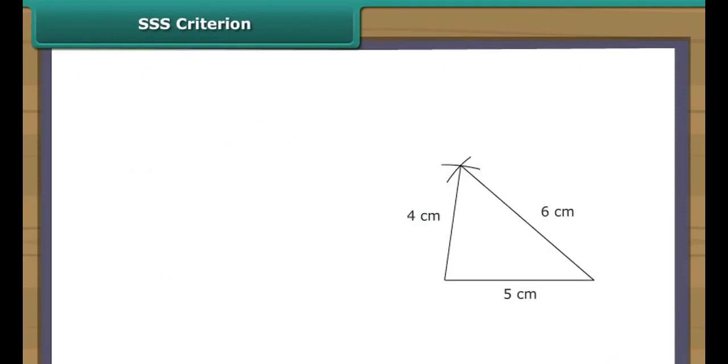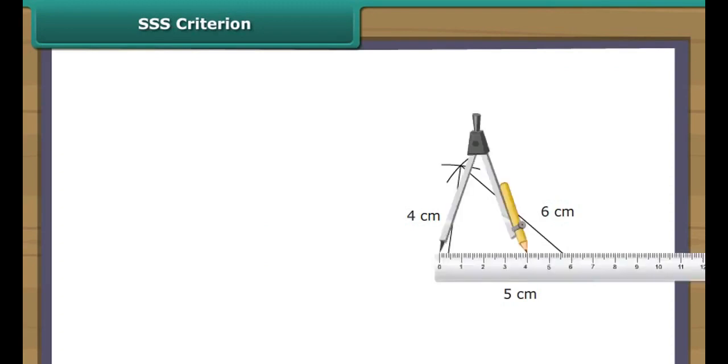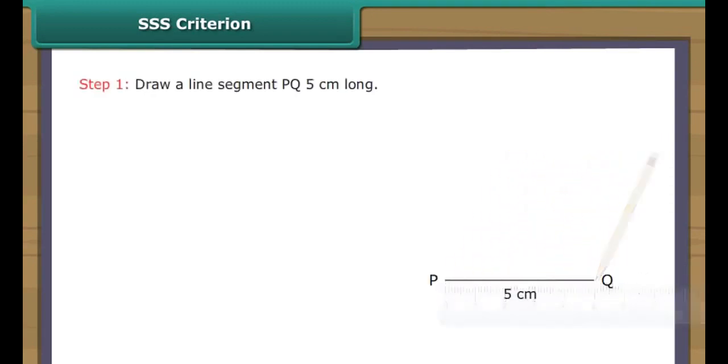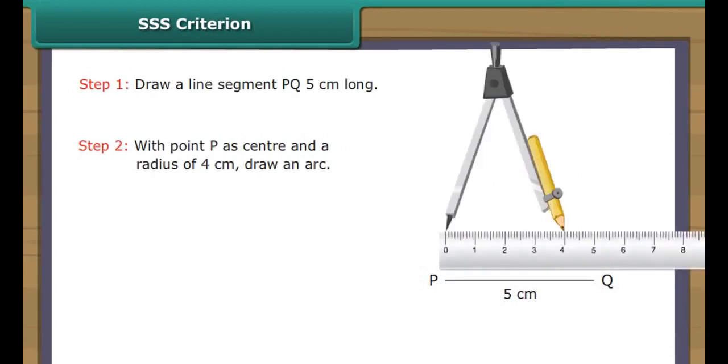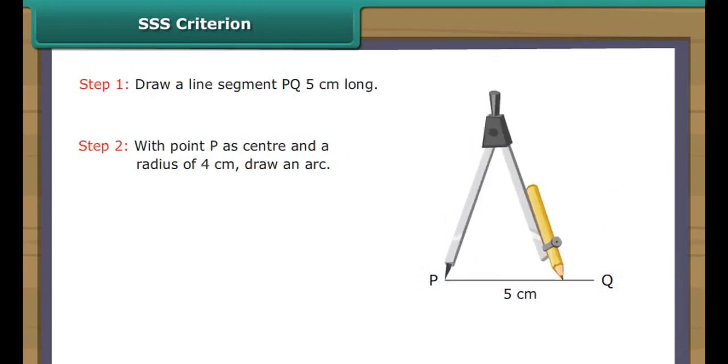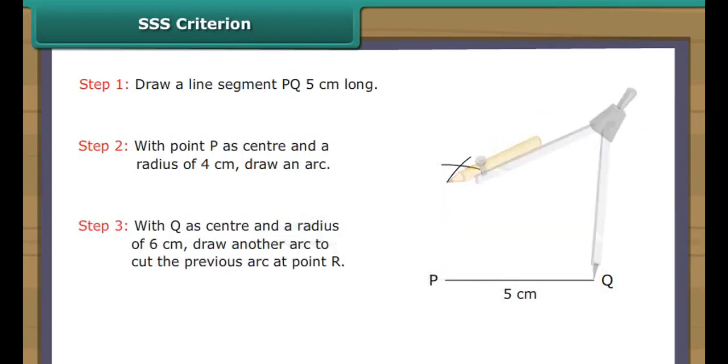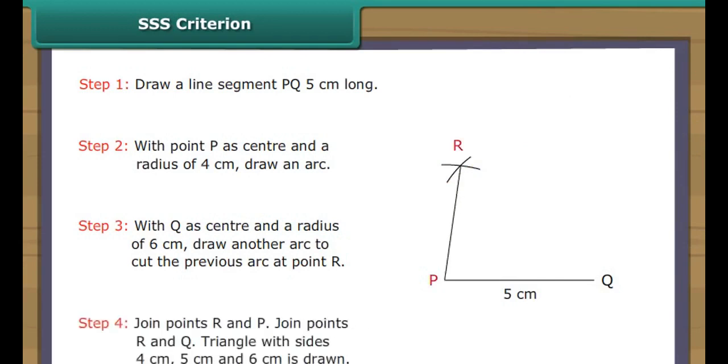SSS criterion. Let us draw a triangle whose three sides measure 4 cm, 5 cm, and 6 cm with the help of a ruler and a compass. Draw a line segment PQ 5 cm long. With point P as center and a radius of 4 cm, draw an arc. With Q as center and a radius of 6 cm, draw another arc to cut the previous arc at point R. Join points R and P. Join points R and Q. Triangle with sides 4 cm, 5 cm and 6 cm is drawn.